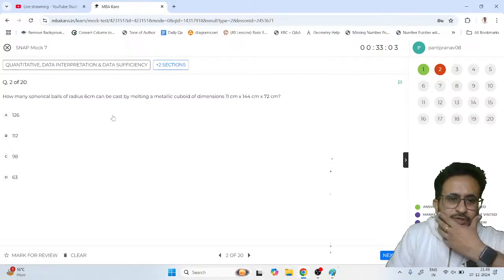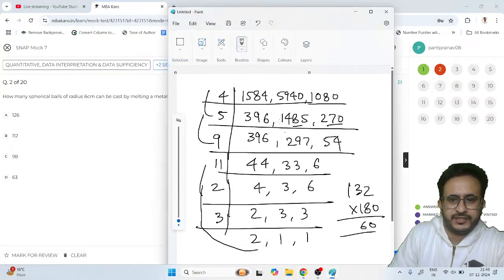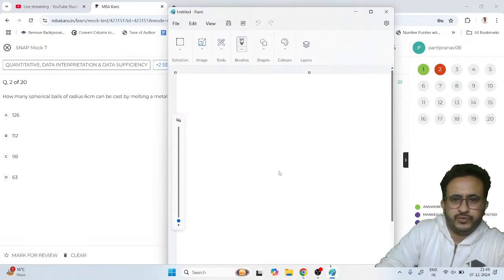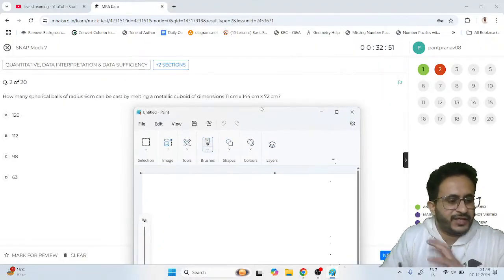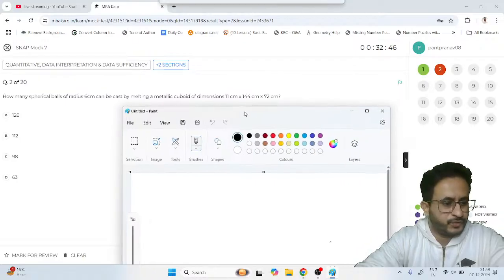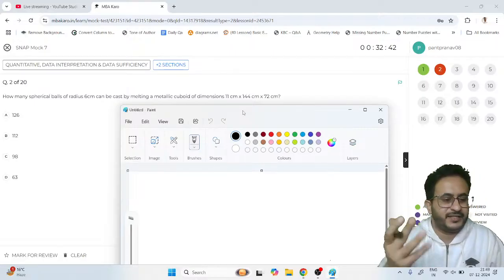How many spherical balls of radius 6 centimeter can be cast by melting a metal iron? So we need to find the number of balls. Now in the previous question, if your calculations are not good, preferably do not attempt that question. Because my calculation is good, I have the confidence that I can calculate fast.